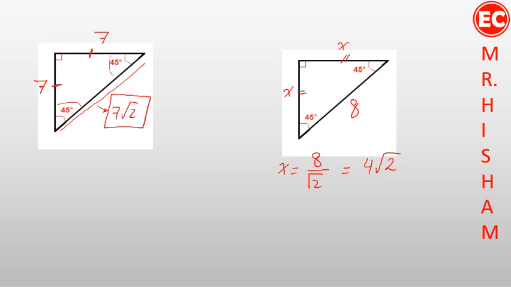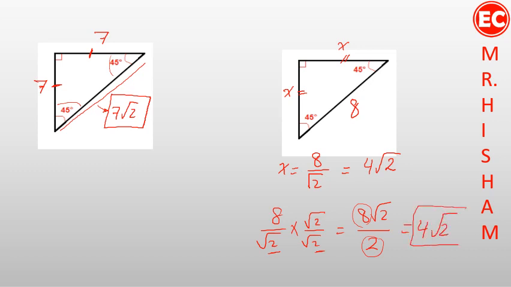If you are not allowed to use a calculator, 8 over root 2, and you wanted to simplify it, you are going to multiply up and down by root 2. Root 2 by root 2 is equal to 2, and 8 by root 2 is 8 root 2. So I can divide 8 and 2 by 2, which is equal to 4 root 2. This is in case you are not allowed to use a calculator.